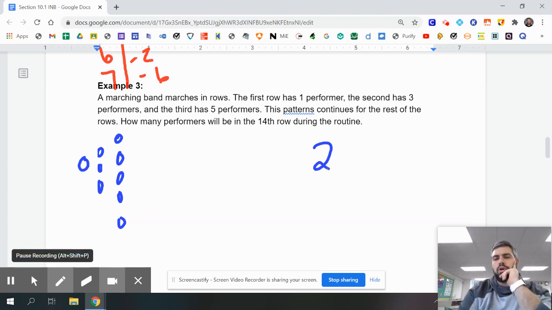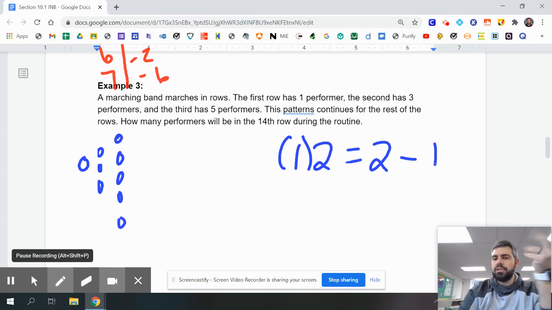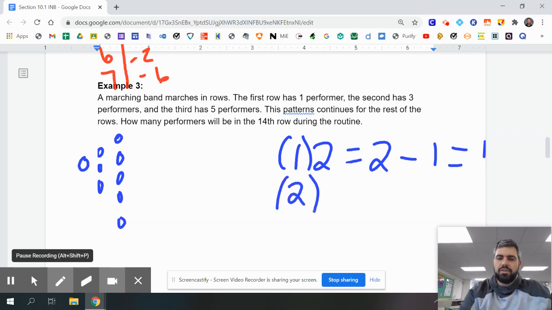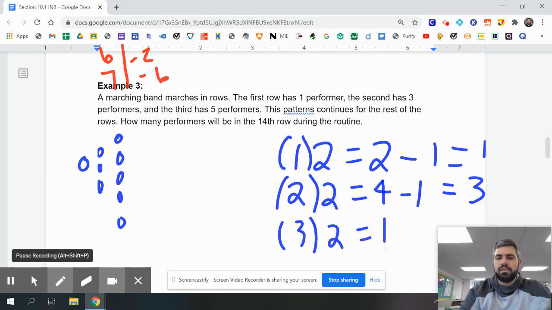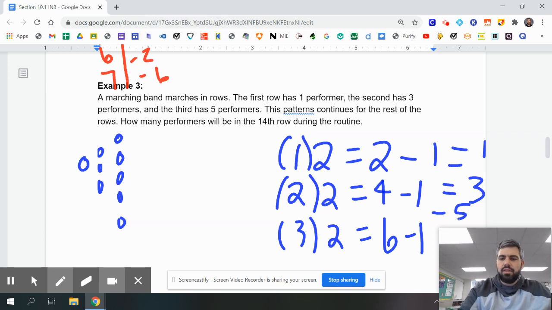If I look at my first row times 2, I get 2. But I'm supposed to have 1 in it. So what would I do to 2 to get it to 1? Well, I would subtract 1. Let's try the next row, row 2. Adding 2 every time, 2 times 2 is 4, but then I take away 1 and I get 3. That's kind of cool. Let's look at the next one. The third row times 2 is 6, minus 1 is 5. And that is how many are in the next marching band row.